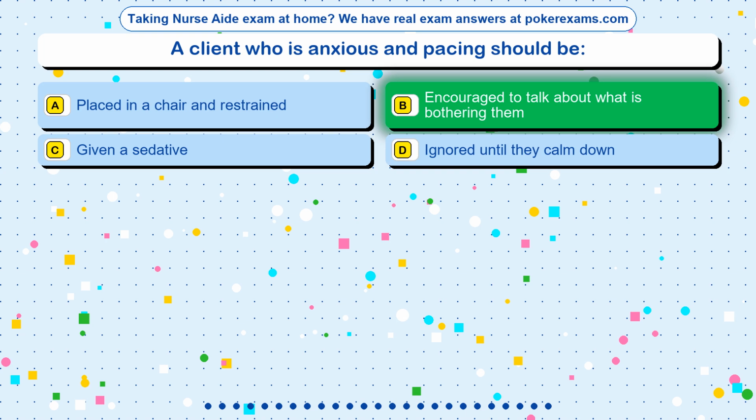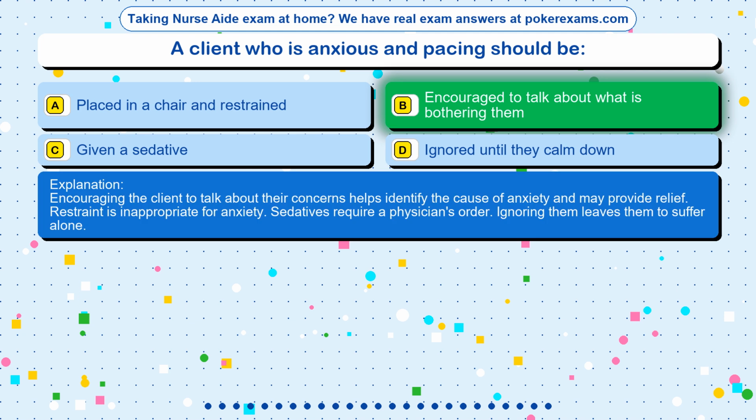The correct answer is option B, encouraged to talk about what is bothering them. Encouraging the client to talk about their concerns helps identify the cause of anxiety and may provide relief. Restraint is inappropriate for anxiety. Sedatives require a physician's order. Ignoring them leaves them to suffer alone.